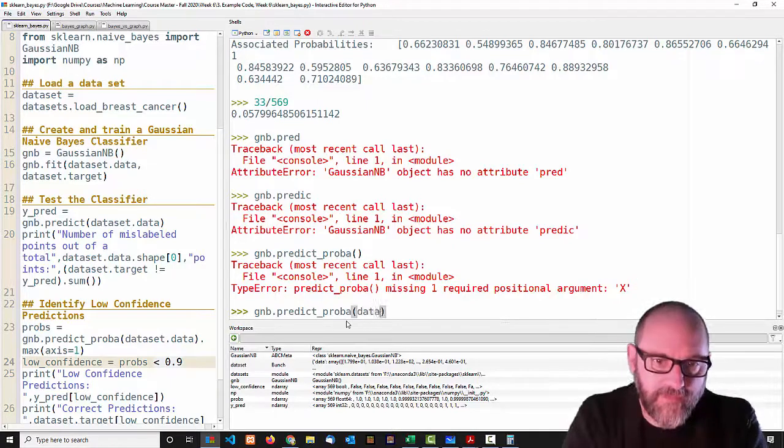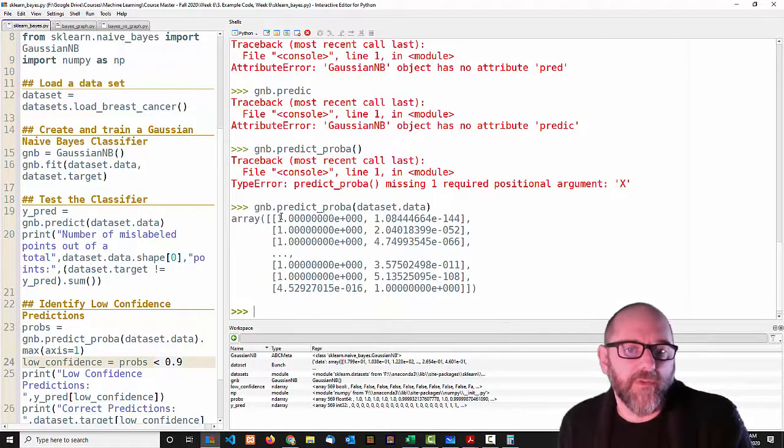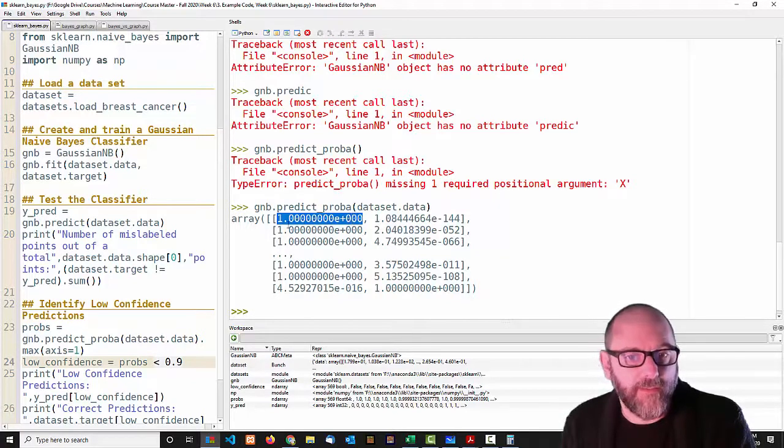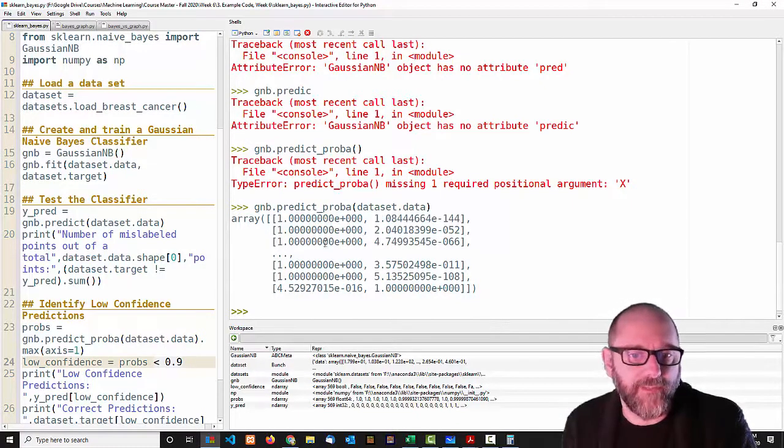Oh, right. I have to give it dataset.data, like that. So what that does is it comes out with the probabilities for each class. There were two classes here in the breast cancer data set, malignant or benign. This is the probability, that's a 1, that it belongs to class 0, and the probability that it belongs to class 1 is tiny. It's 1 times 10 to the negative 144. So that's a classification for, I believe, that might be malignant or benign.